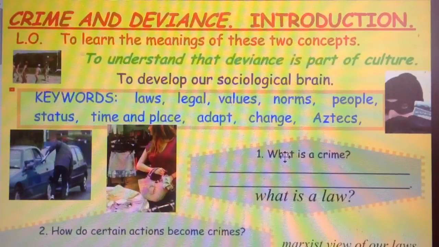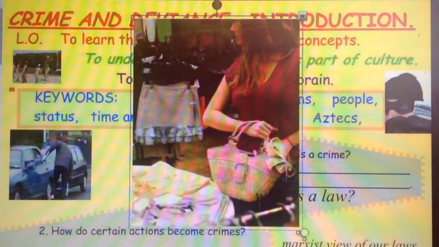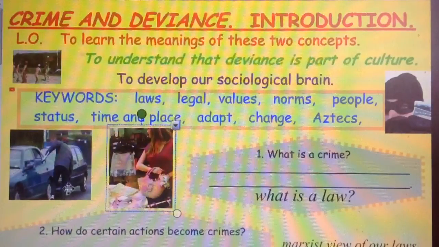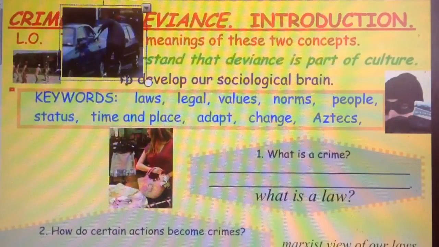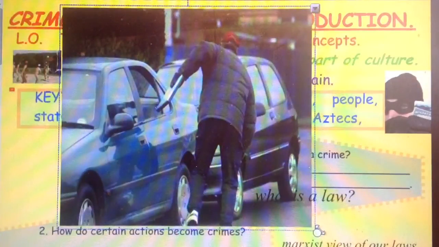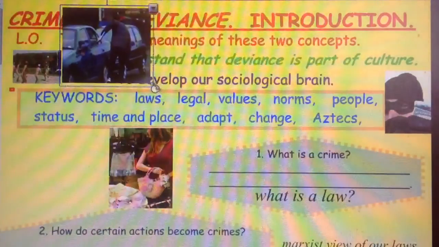Okay, so what is a crime? A crime is when somebody breaks the law. So this is shoplifting. It is a crime. It's breaking the law. It's theft. This guy has smashed in someone's car and stolen a computer. Theft, a crime for definite.